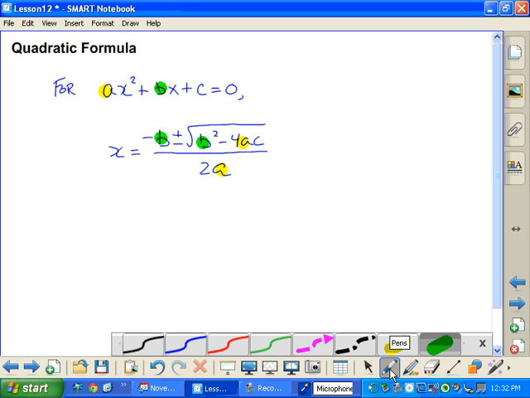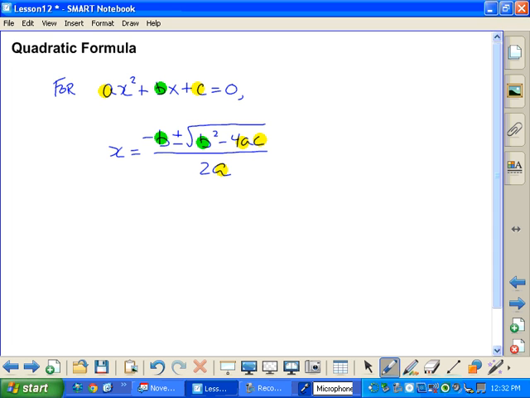Ran out of color, so I'll go back to yellow, I guess. All right, so we're just taking the coefficients or the constant from the quadratic and plugging them in. There are a couple of situations I want you to be aware of, and it deals with what we call the discriminant. I'm just going to talk about that for a second before I move on to some examples.